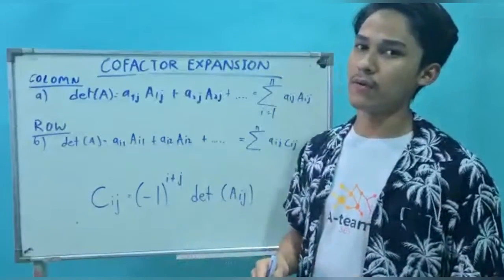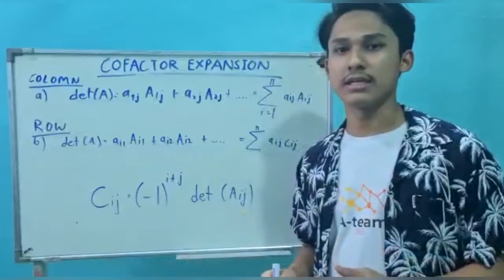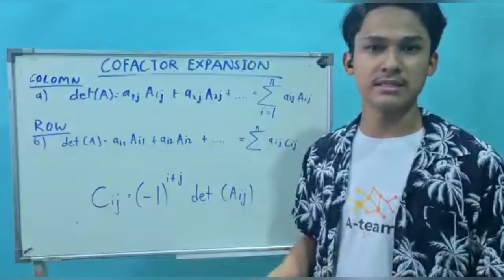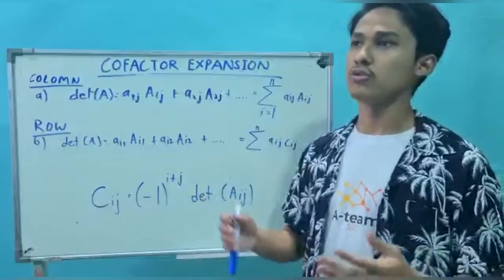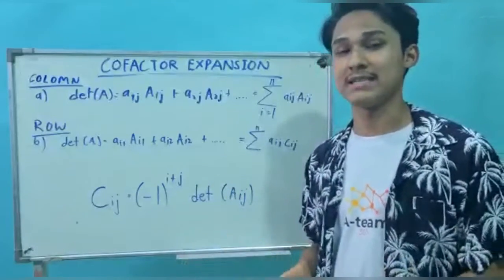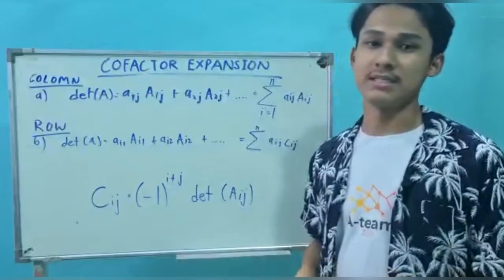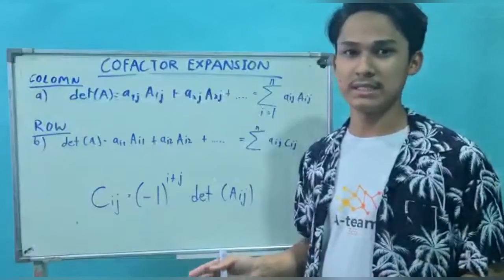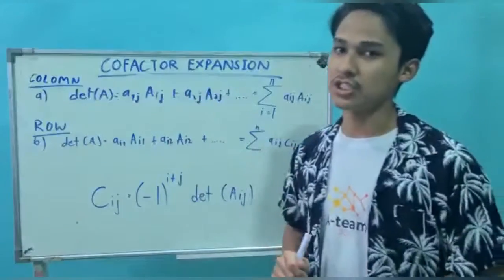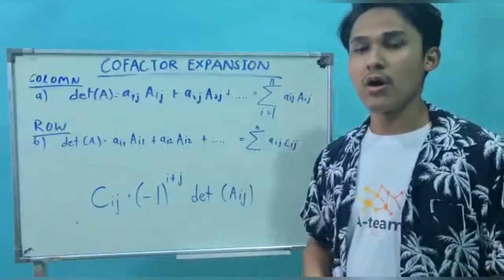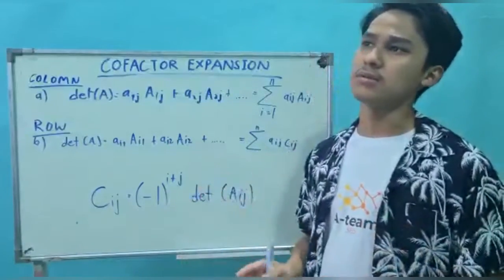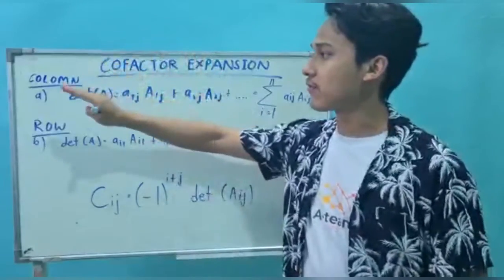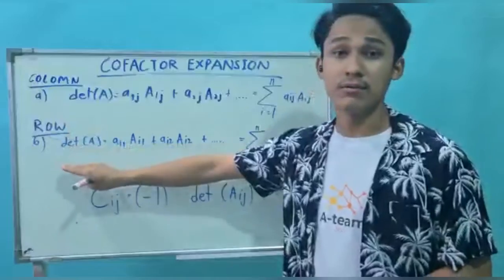But how about a huge matrix, let's say 10 by 10, 30 by 13, 24 like that? It's going to be hard to calculate. You can still calculate it by the basic steps, but it's going to take very long steps and you will probably make a mistake. So by using cofactor expansion, you can find the determinant of any size of matrix by using either the column or the row.